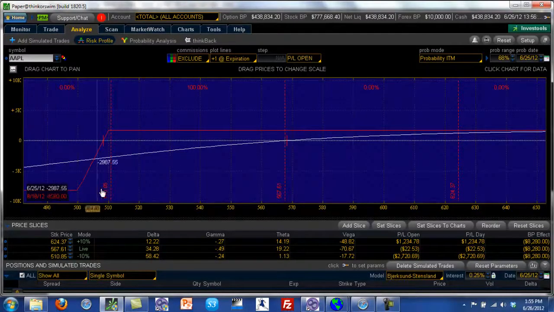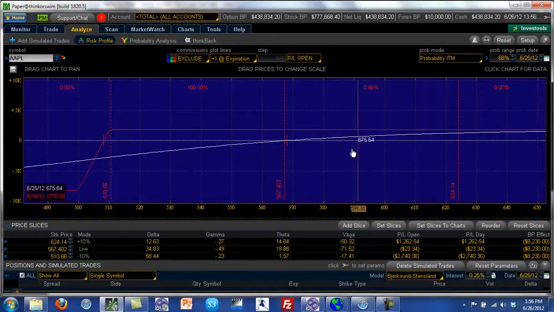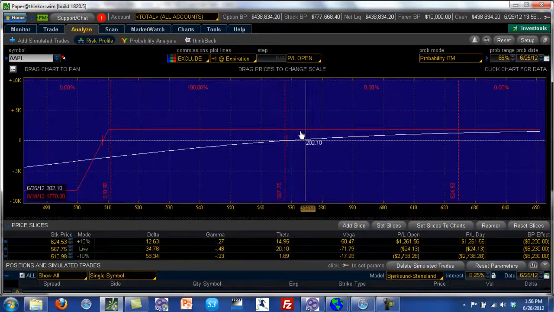Whether you're looking at a bull put spread using puts, or a bear call spread on the higher side. So if Apple's trading at 567 right now, you could create a bear call spread at say 630 or 640 level. And as long as Apple doesn't cross that, your bear call spread will make your full profit. In this case, we've put on a bull put spread, and if Apple doesn't hit 510, we've made our full profit.